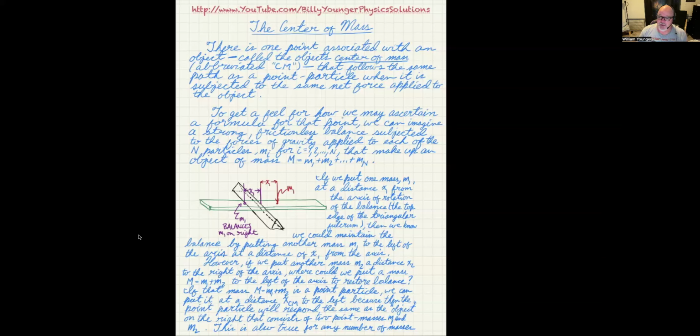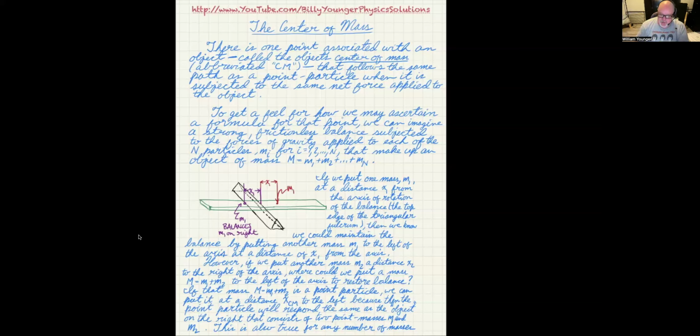So we now have that the ability to rotate depends not only on the mass or weight M1G, but it also depends on X1. So it seems reasonable that M1 times G times X1 has some magical feeling that tends to rotate. In fact, that's ultimately going to be determined to be what we call torque. So if we put that mass M1 to the right of the fulcrum, a distance x1, then we could put another mass M1 to the left of the fulcrum, a distance x1, and that would balance it.